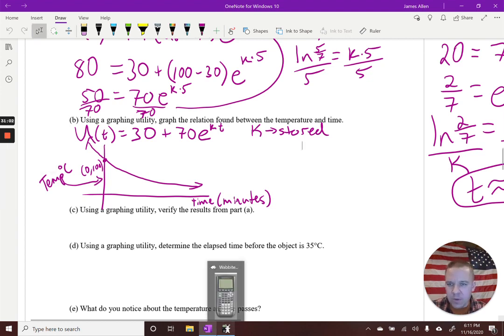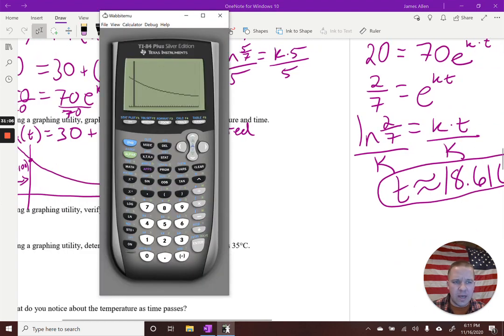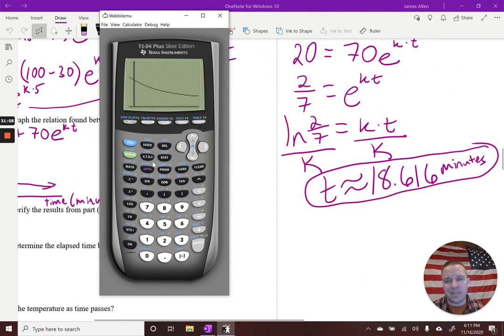So in part C here, it says, using a graphing utility, verify the results from part A. So what was that amount we had? We had 18.616 for our T value. So if I do second calc and I do value and I plug in 18.616, and again, this is a rounded value, right?